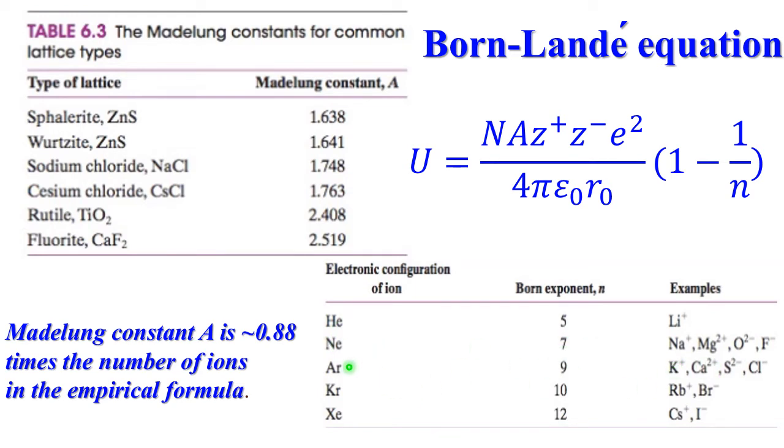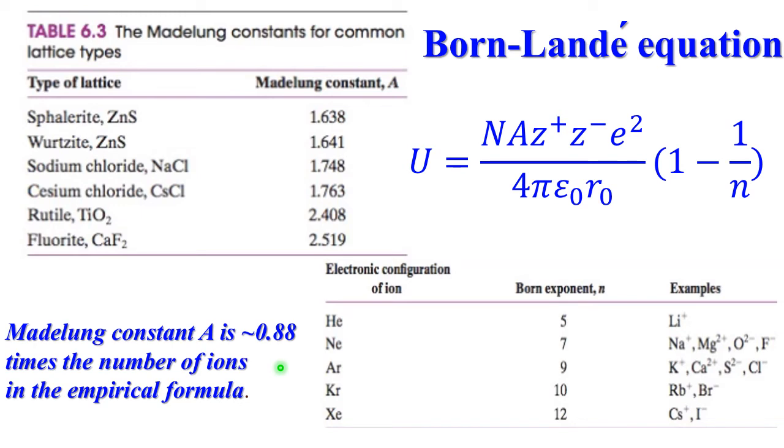Next you'll have argon for potassium, calcium, sulfide, chloride, and so on. Two last cases are rather exotic. Most commonly you have 9 or something around this. So if you have a large Born exponent, this correction will be smaller.